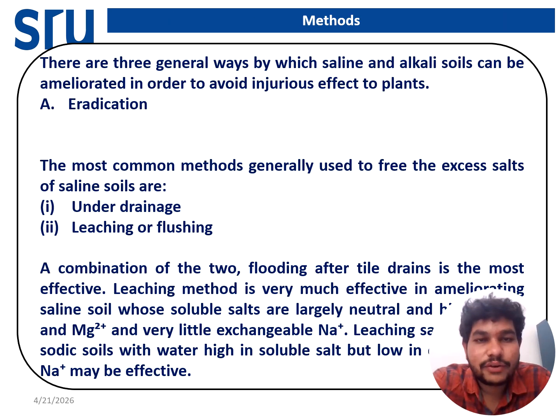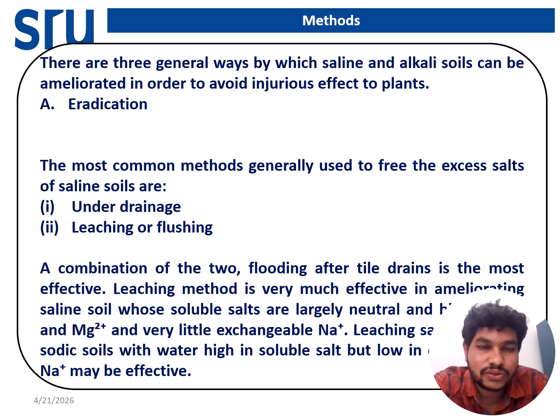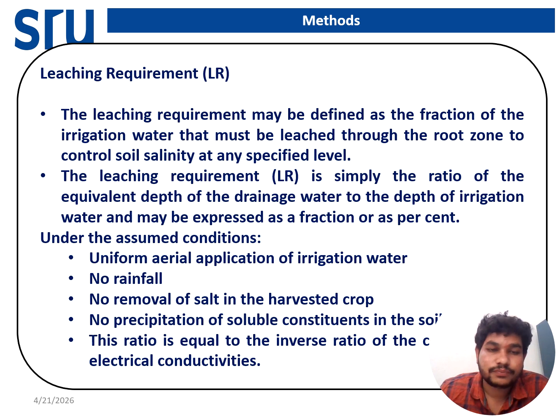What method are we going to follow for the management of saline soil? First we will focus on eradication. How can we eradicate? The most common methods to reduce the excess salt concentration in saline soil are drainage, and second, leaching, which is also called washing or flushing. A combination of these methods, like flooding after tile drainage, is most effective, because the leaching method is effective only when the drainage condition is good, otherwise it is not.